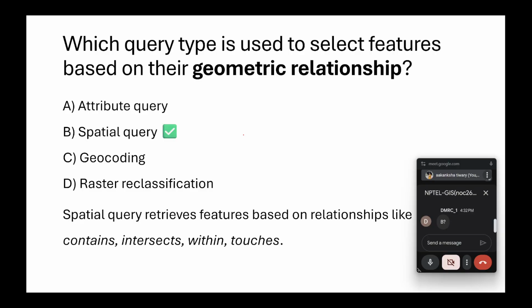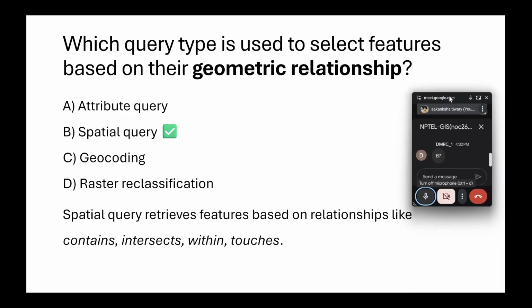Yes. So it will be spatial query, because spatial query is related to spatial data. Based on the geometric relationship, it can extract the data, whether a feature intersects with something or contains or is within something. So that relationship is used for spatial querying. Okay.